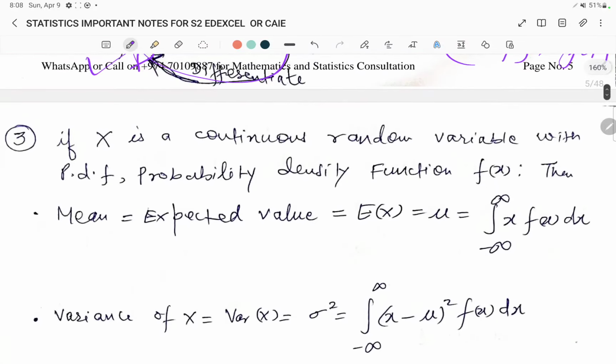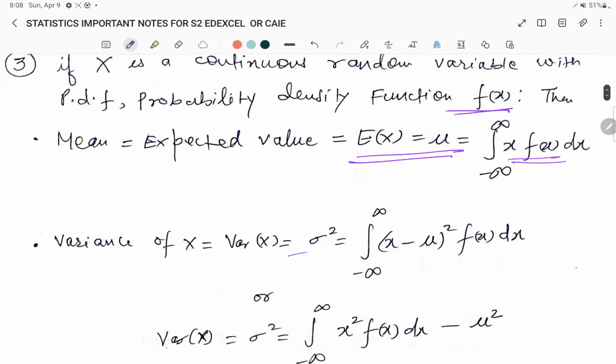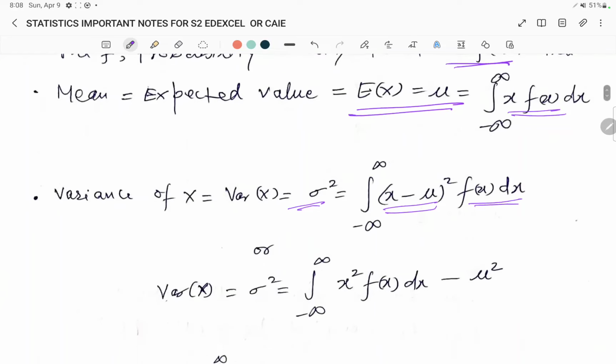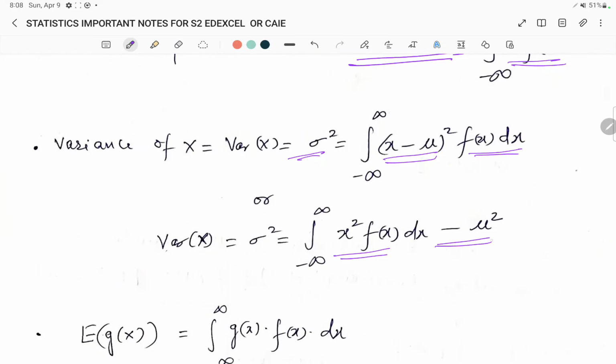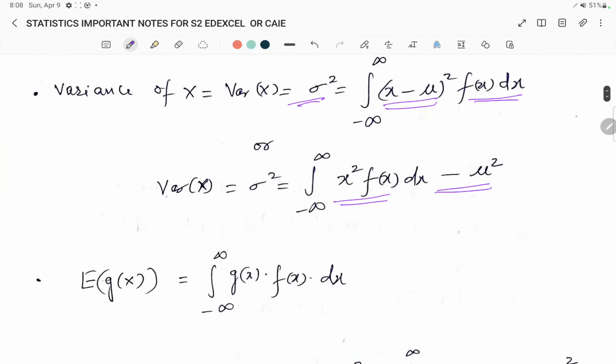If x is a continuous random variable with probability density function f of x, then the mean mu is the integral from minus infinity to infinity of x f of x dx. Variance sigma squared is the integral of x minus mu whole squared f of x, or you can say x squared f of x minus mu whole squared, from minus infinity to infinity. It is similar to AS level, when we learned about finding variance: x squared f minus mean whole squared. Here, instead of f it is the probability density function; over there it was frequency.